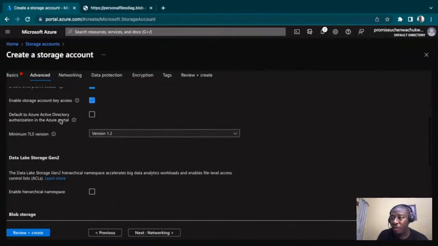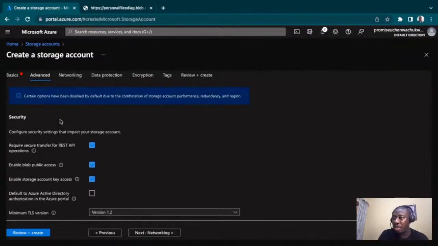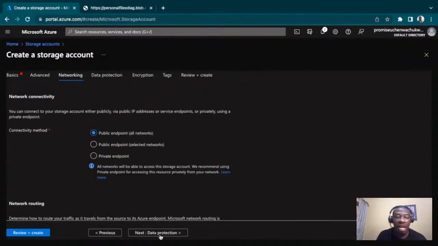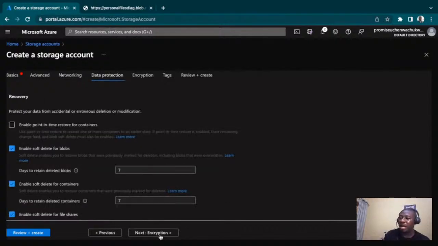I can actually leave all of this in the default state, which they are, right? The next thing I do is to click on networking, right? I can actually leave this on default. The next thing I do is data protection. In this case, if you want to enable soft delete.